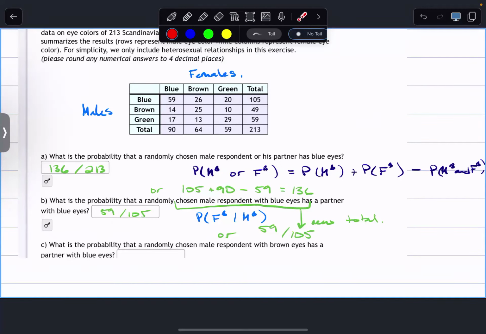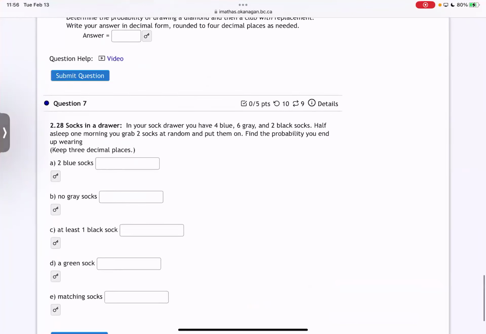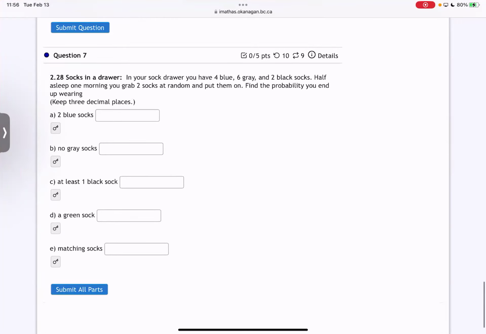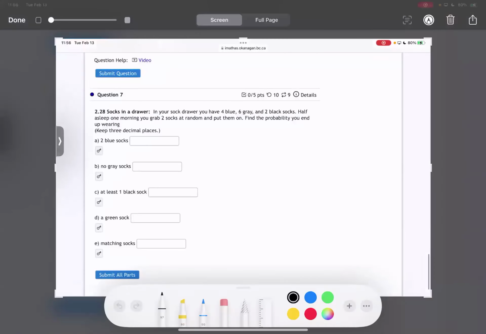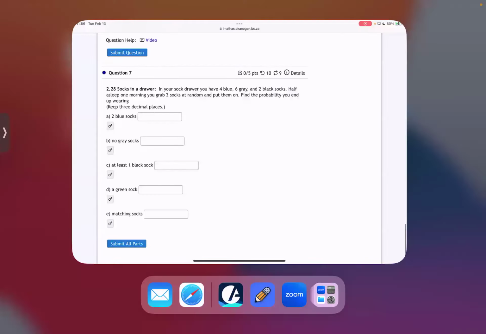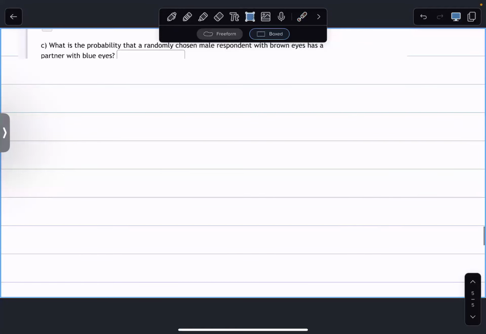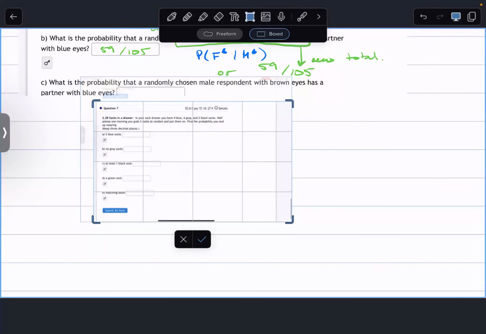Number 7. The socks. Ready for the socks? Okay. So for the socks, let's see here.